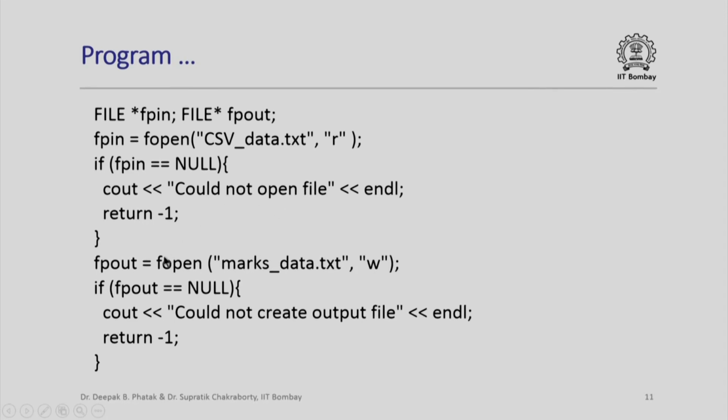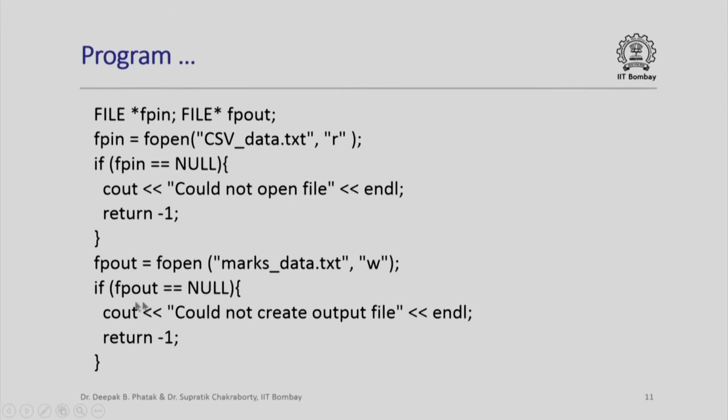We do the same thing with the output file as well. We open marks_data.txt, but this time the parameter is w, which means the file is opened for writing. If a file does not exist, it will be created. If a file exists, it will be overwritten. When we say fopen this and assign it to fpout, fpout now gets a file pointer associated with it, which connects it to this file.